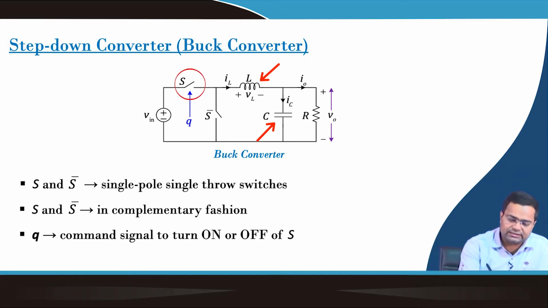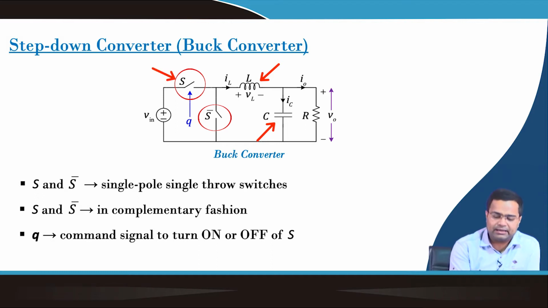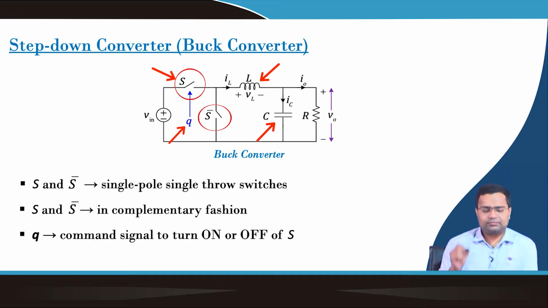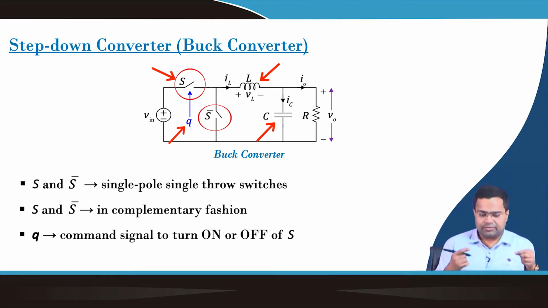This switch is a single pole single throw switch, and this switch is complementary to S. The S switch is operated by the gate signal Q, and will turn on and off by providing the gate pulse Q. When the gate pulse is 1, the switch will be on. When the gate pulse is 0, the switch will be off, and the S bar will operate in complementary fashion.